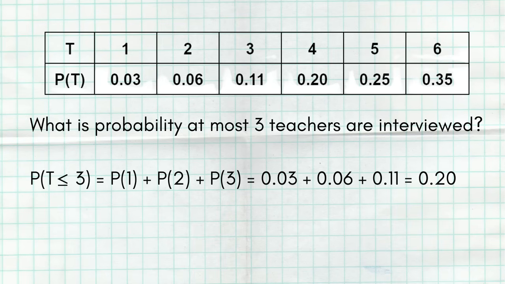So all we have to do is add those 3 probabilities together to get that answer pretty easily: 0.11 plus 0.06 plus 0.03, and that's going to be a grand total of 0.20. Very simple, so a 20% chance that at most 3 teachers are interviewed.